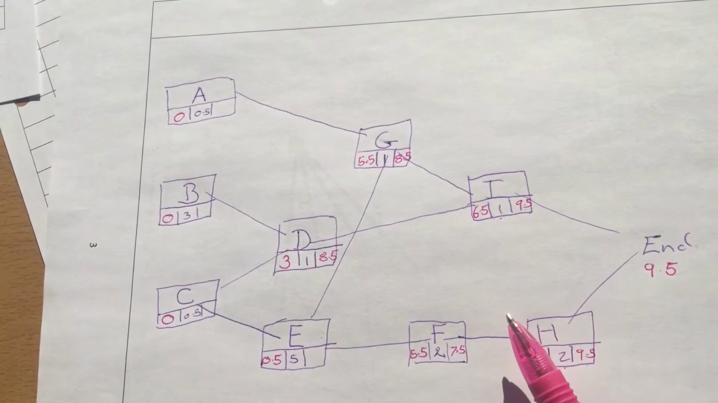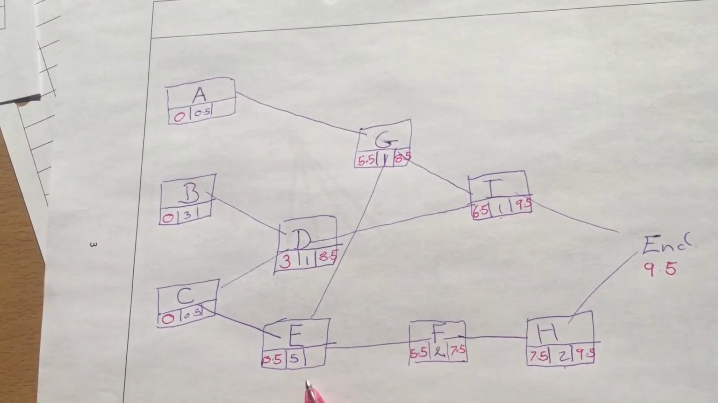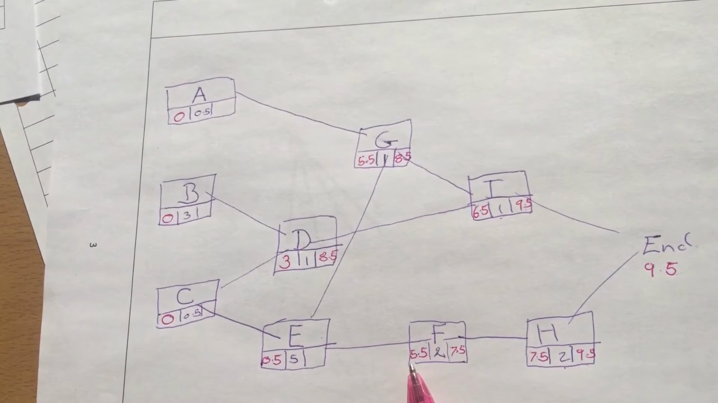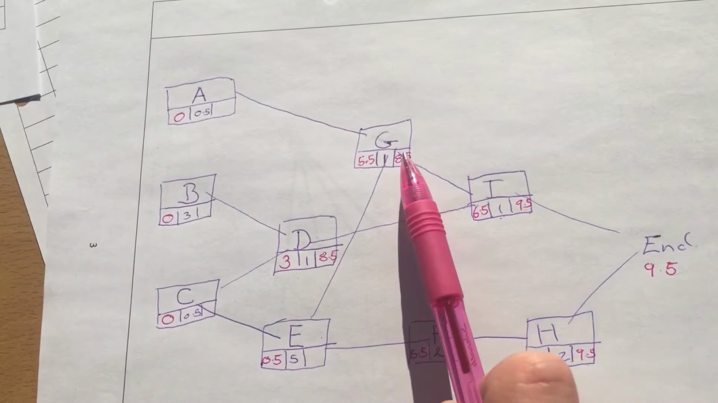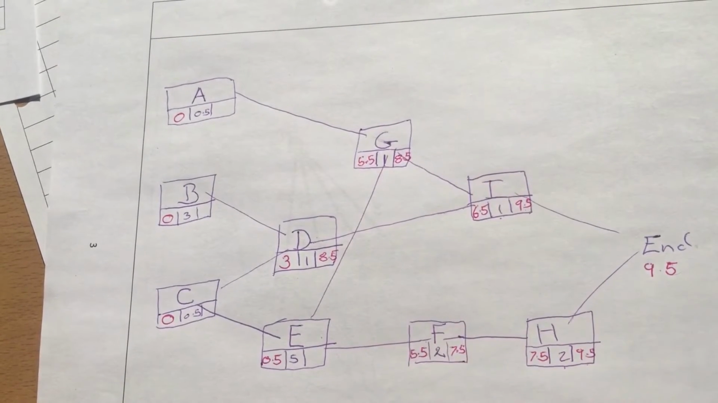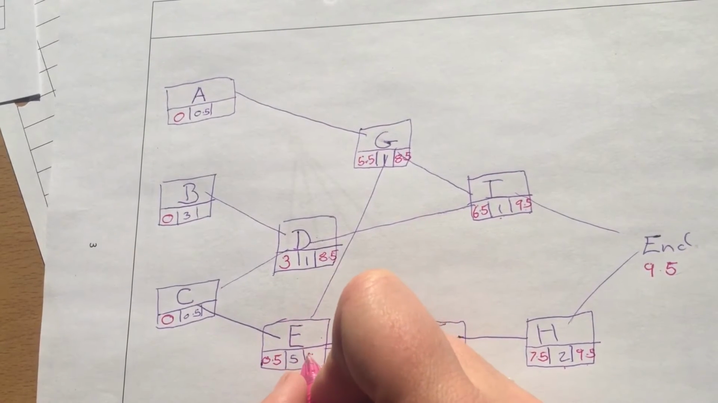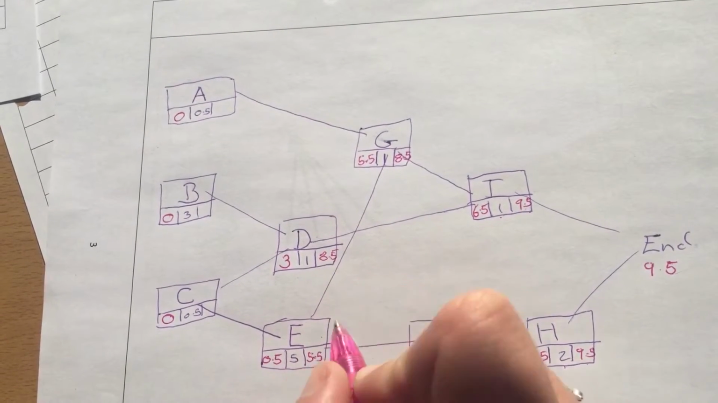Then we're going back to E. So E is given a deadline from F of 7.5 take away 2 at 5.5. This one's 8.5 take away 1. So the deadline this one's going to get given is 5.5.